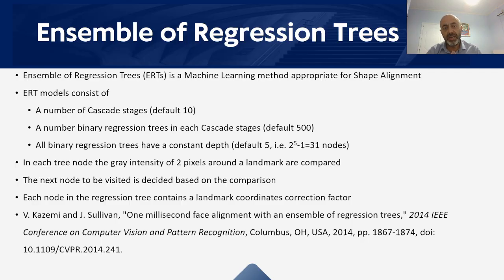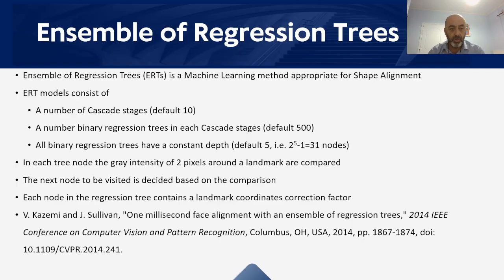The method we have used for shape alignment is a machine learning method called ensemble of regression trees. Each ERT model consists of a number of cascade stages. The default is 10. Each cascade stage has a number of binary regression trees. The default is 500 trees per cascade stage. And all binary regression trees have constant depth. The default is 5, so each binary tree has 31 nodes.